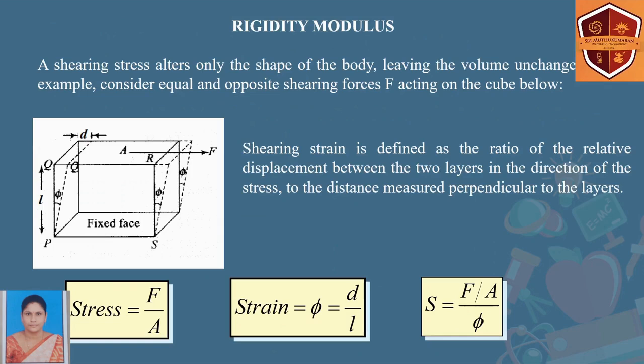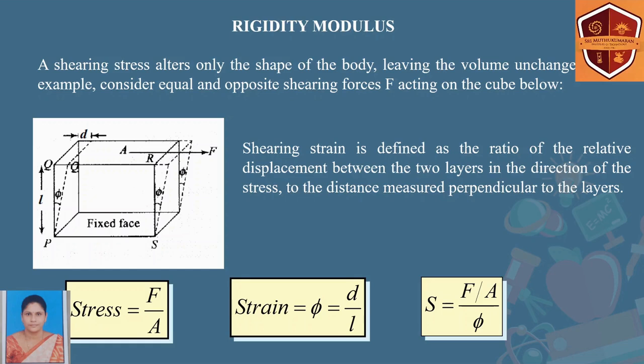Then rigidity modulus. Rigidity modulus means a shearing stress alters only the shape of the body, leaving the volume unchanged. For example, consider equal and opposite shearing force F acting on the cube below. Shearing stress is defined as the ratio of the relative displacement between two layers in the direction of the stress to the distance measured perpendicular to the layers.